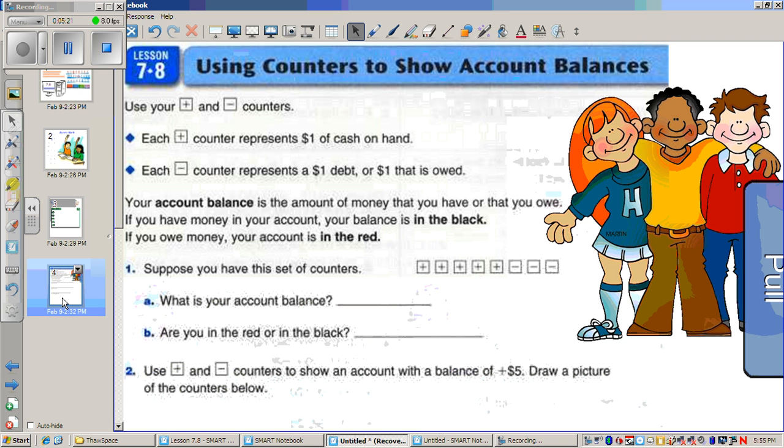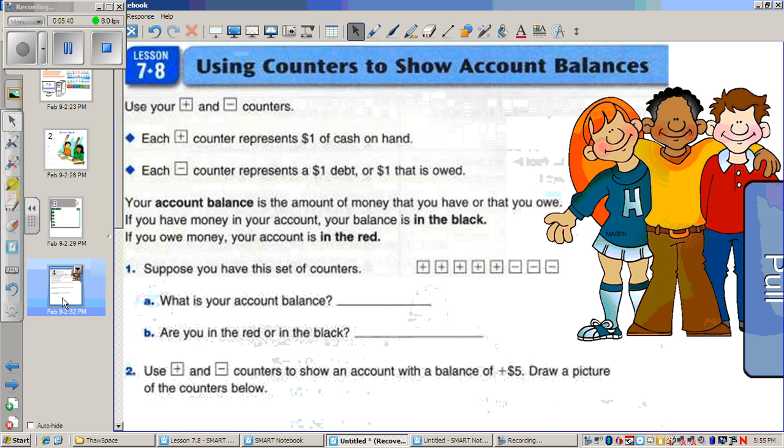Suppose you have this set of counters. You have 1, 2, 3, 4, 5 plus counters and 3 minus counters. What is your account balance? If I have 5 plus and 3 minus, what is my account balance right now? Are you in the red or in the black?